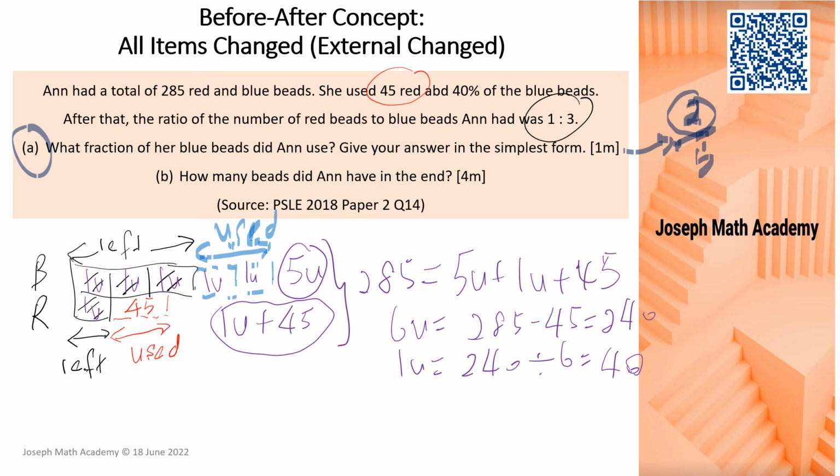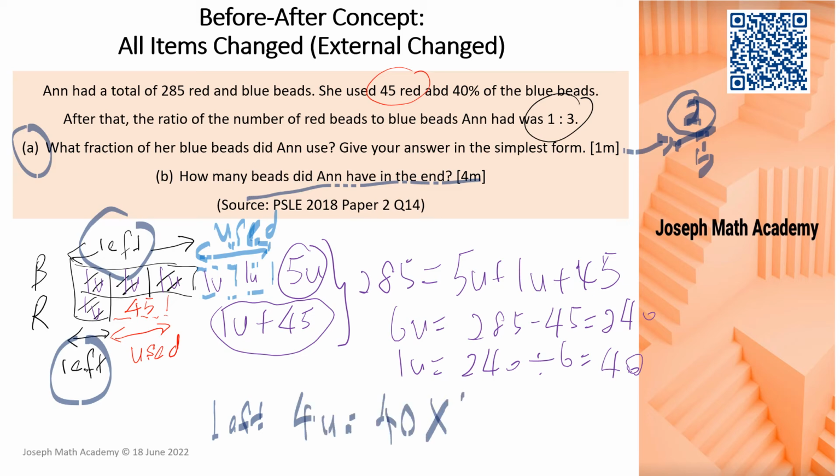To do part B, how many bits did n have in the end? So in the end means this part. Alright, in the end, she was left with 4 units. So 4 units will be 40 times 4, that gives us 160. The question is solved using model drawing and cross idea from the earlier one, the BCA table.